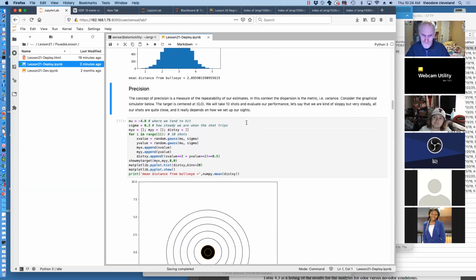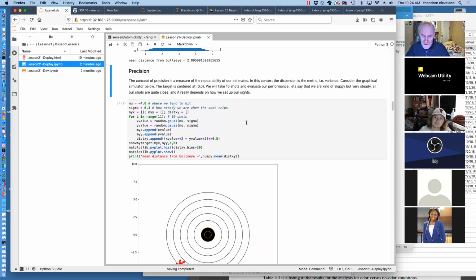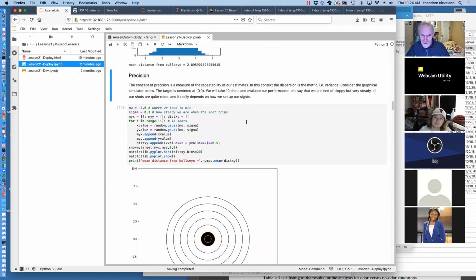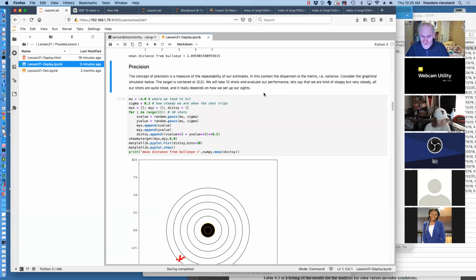Our next concept that comes up in common talking is the concept of precision. So accuracy is how close we get to the real target. Precision is how repeatable is our estimate. In this context, the measure of precision is the dispersion or the variance or standard deviation, if you will. So we'll go back to our target shooting example.